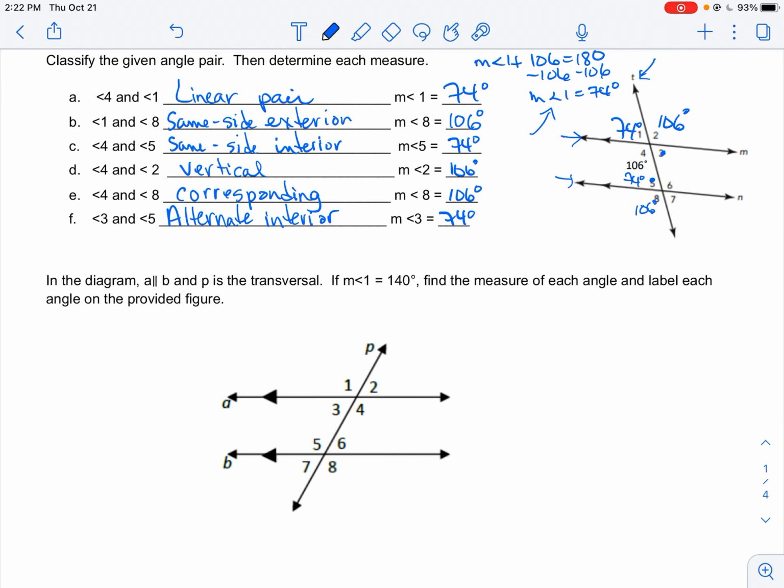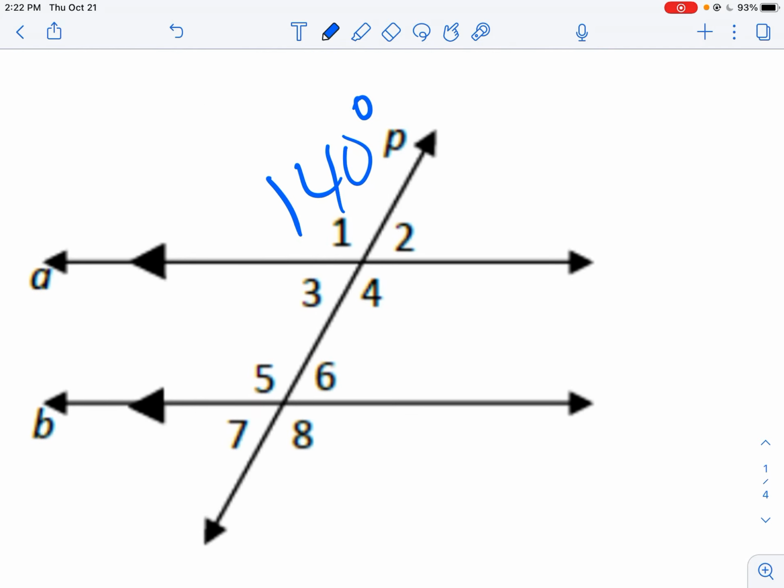Okay, so this next diagram, A and B are parallel to each other, and they have a transversal of P. It tells us that angle 1 is 40 degrees. We're supposed to find the angle measure of everything else. Well, guys, angle 1 and angle 5, those are corresponding, so that would make that 140, sorry. And angle 5 and angle 4, this one and this one, aren't they alternate interior angles? So that would make that 140 degrees. And then angle 4 and angle 8, those are corresponding, so that would be 140 degrees.